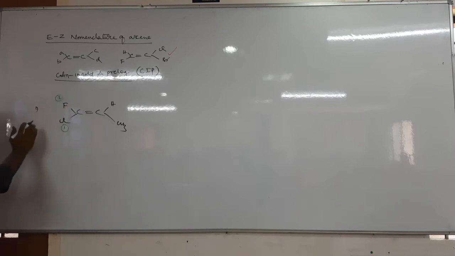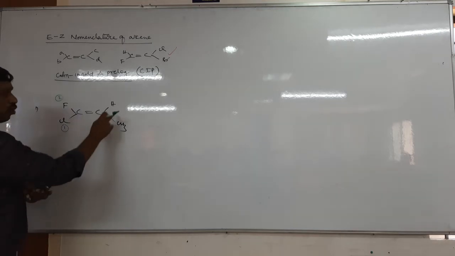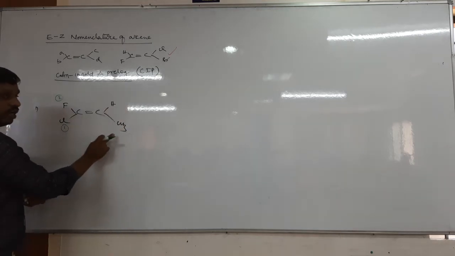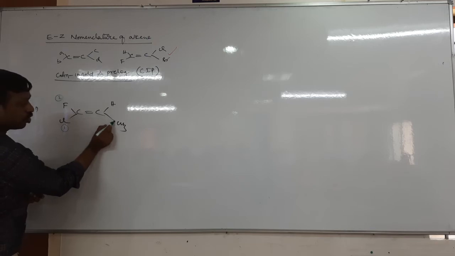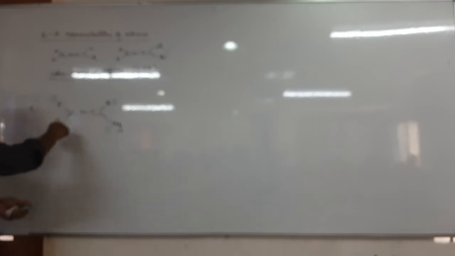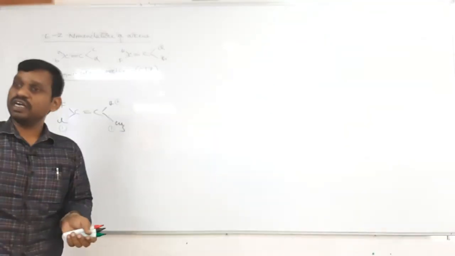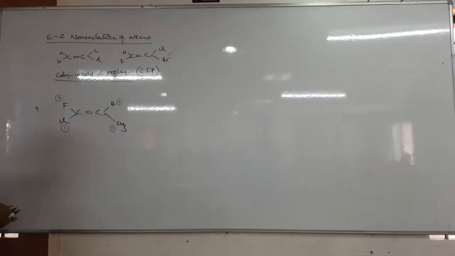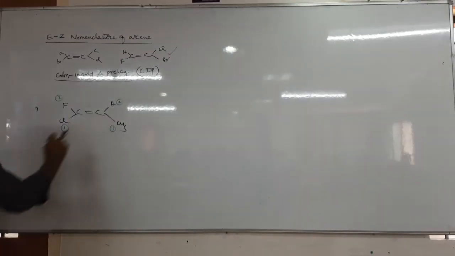Next, identify the groups here, hydrogen and methyl. Methyl means this carbon atom is attached to carbon. Carbon atomic number is 6, hydrogen atomic number is 1. Therefore, methyl is 1, hydrogen is 2. That is the first rule: identify the groups and give the priority based on either atomic number or atomic mass. The highest atomic number gets first priority, or the highest atomic mass gets first priority. Then we have given the priority.